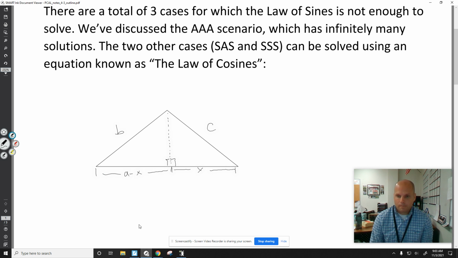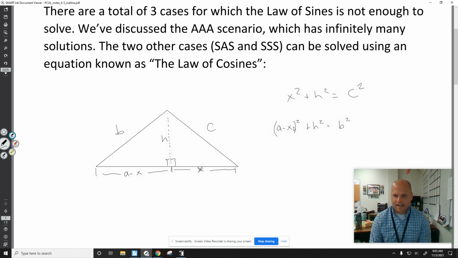Okay? Now, let's use the Pythagorean theorem. Let's call this h. And let's just write the Pythagorean theorem for both of our triangles. You guys could probably figure this out yourselves. Let's start with the easier triangle here because it's x, h, and c. So I have x squared plus h squared equals c squared. And that's a tiny c, that's the side. And let's write it out for a minus x, h, and b. So I have a minus x squared plus h squared equals b squared.